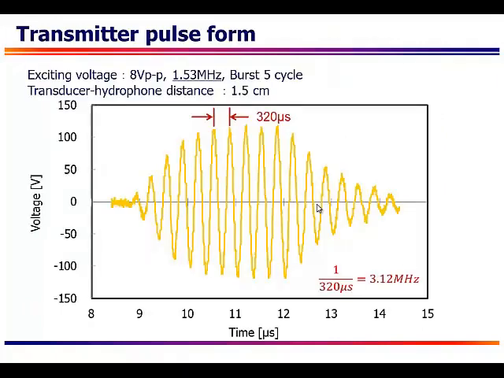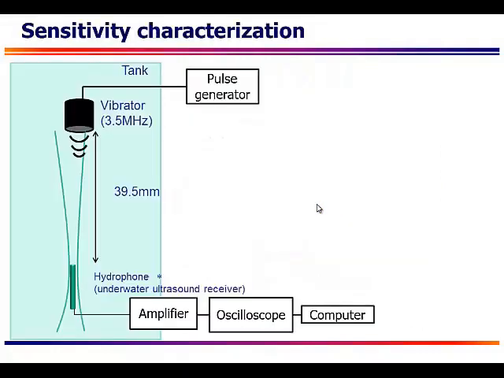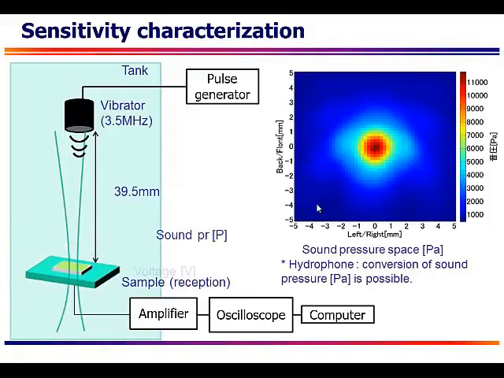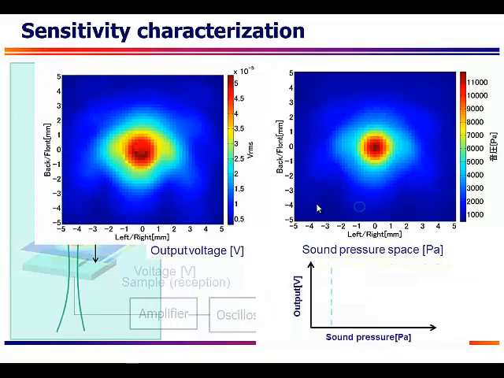This is another transmitter pulse that I am showing here. We calculated that it is 3.12 megahertz. I'm going very quickly because time is not allowing anymore. We also did some sensitivity analysis with this fabricated device. Could you please go to the conclusions? Yeah, definitely, we need to finish first. This is the output voltage and sound pressure, the correlation between the two of the transducer.